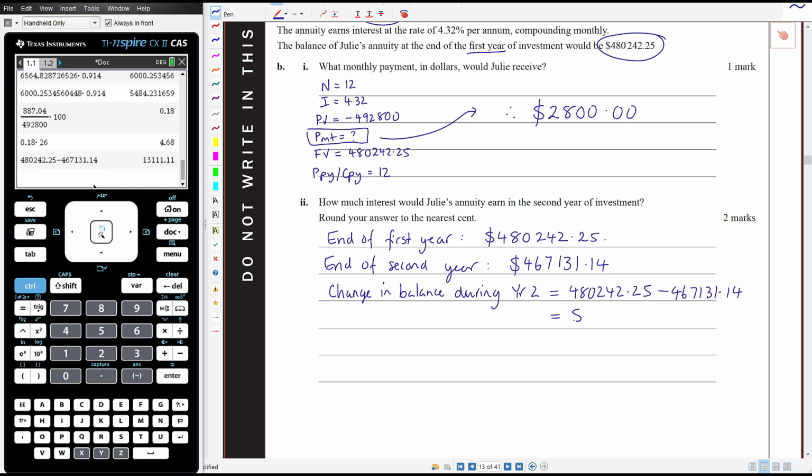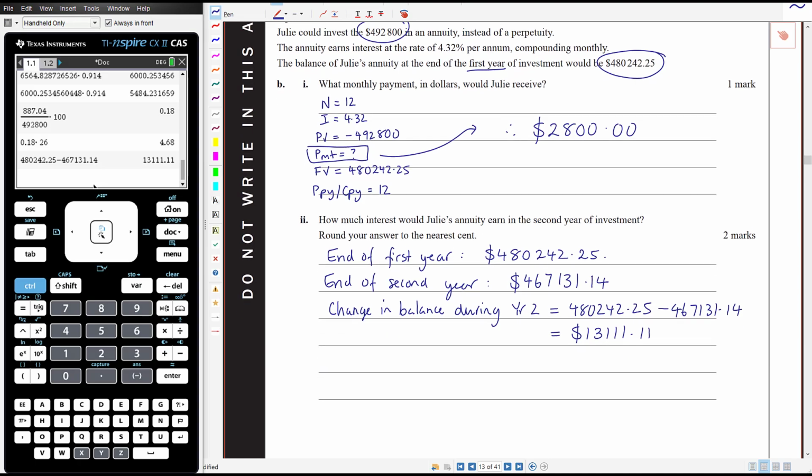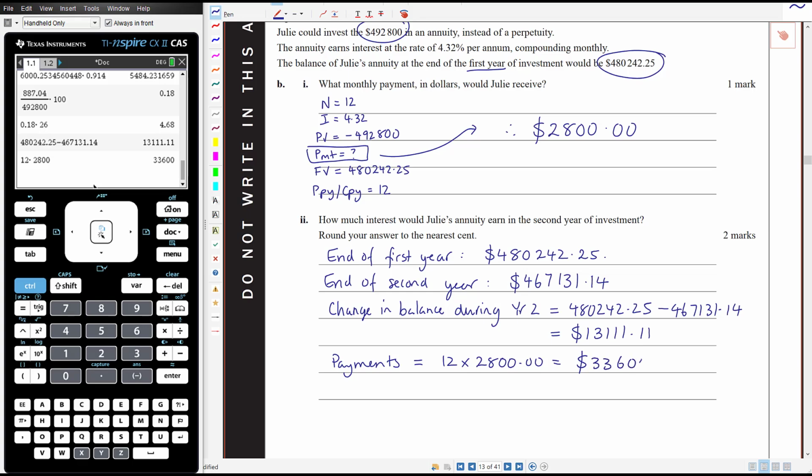Okay, so the change in the balance is 13,111.11. Okay, so it's gone down by that amount, but at the same time she's also taken out 12 payments. Okay, so the payments that she's taken out in that time is 12 payments of $2,800. So 12 times 2,800, she's taken out payments of 33,600. Okay, so the balance has actually only reduced by $13,000, even though she's actually taken out more than $33,000.